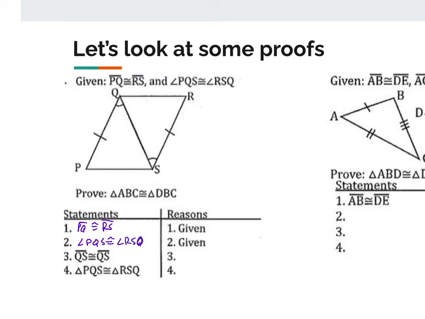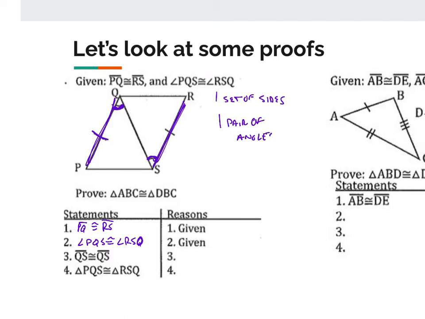Okay, so let's talk for a moment, what are we given? We're given that PQ is congruent to RS, and we're given that angle PQS is congruent to angle RSQ. So that's given information. I'm given one set of sides and one pair of angles.